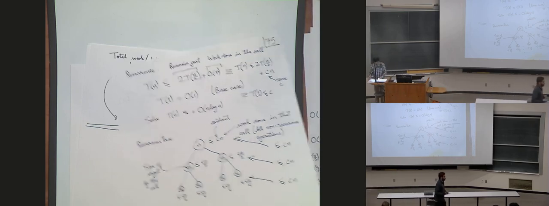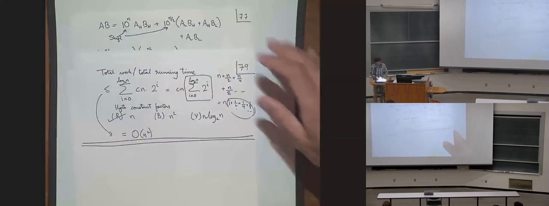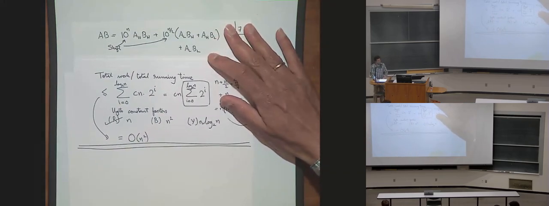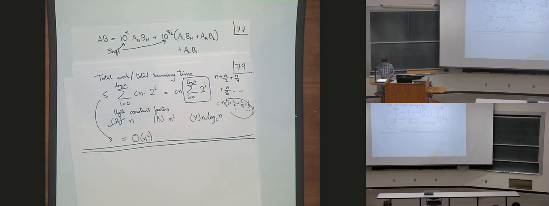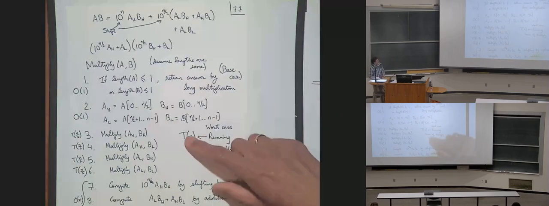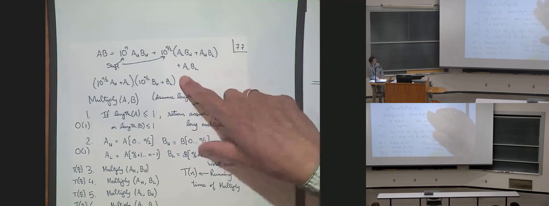Okay, so let's get back to Karatsuba's multiplication. So I'm going to go back to this equation over here. If you remember, why did we need 4 multiplications? Because we had to compute 4 products.